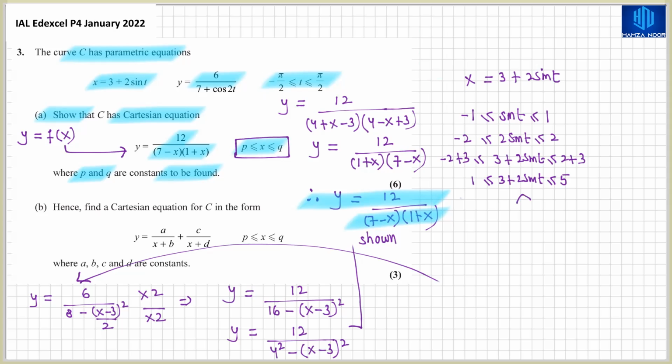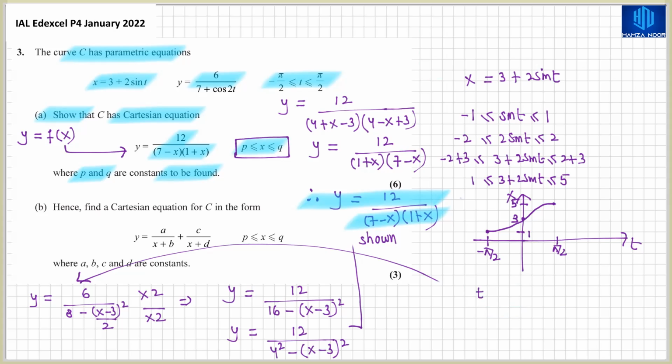So if I make a graph of x against t as quickly as possible, the least value of the graph would be at 1 and the maximum value would be at 5 and the vertical intercept would be at 3. When t equals -pi over 2, you will get the least value of the function. And when t equals pi over 2, you will get the greatest value of the function. And the graph would look something like this.